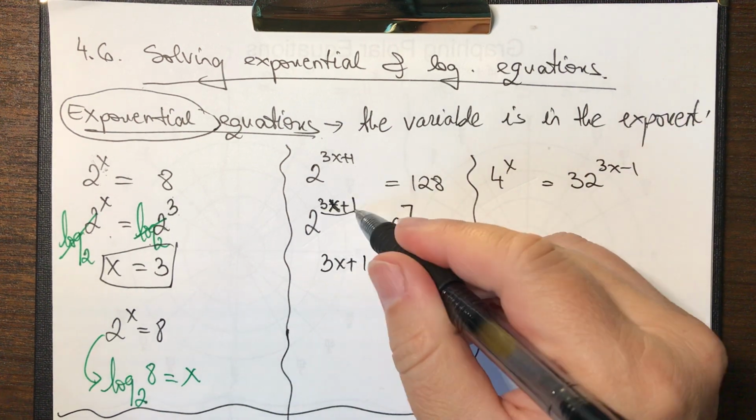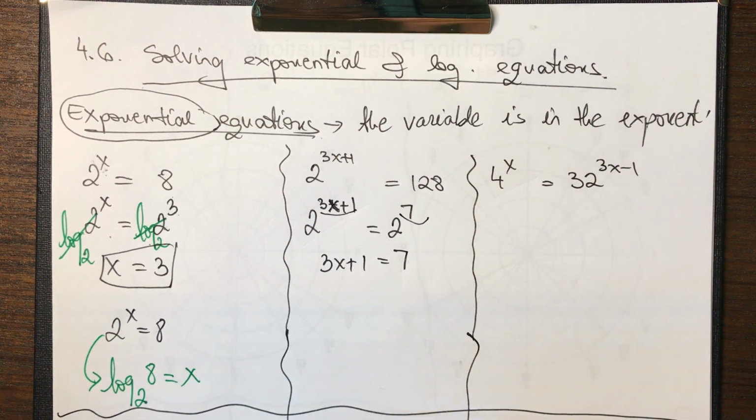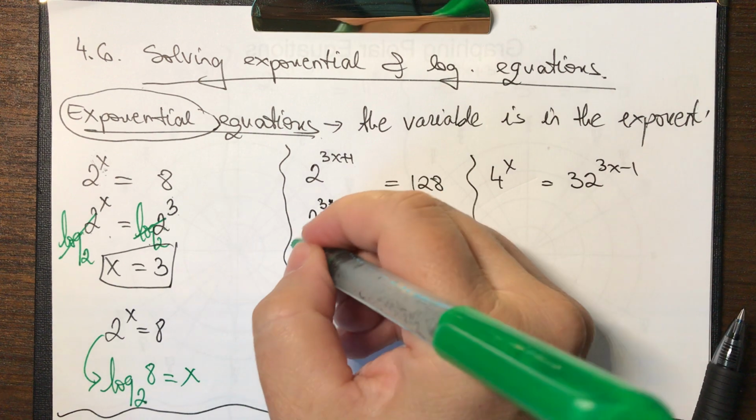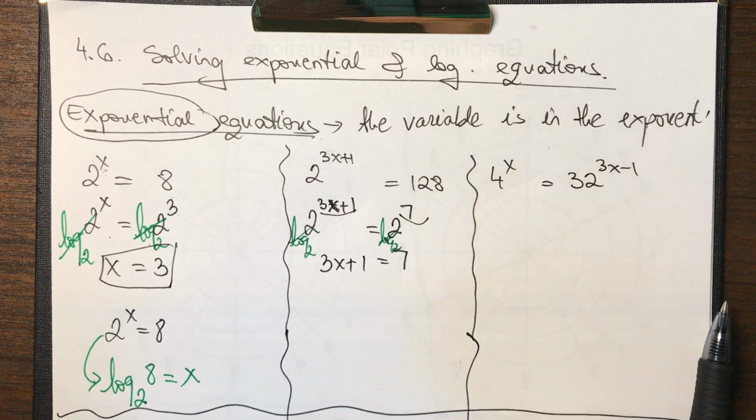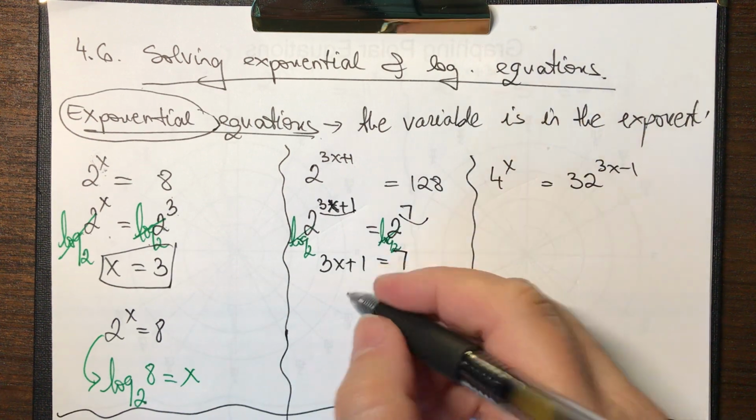And then from here, once we set the exponents equal to each other, again, in the background, really what we've done is we logged both sides with the base of 2 to make them go away.